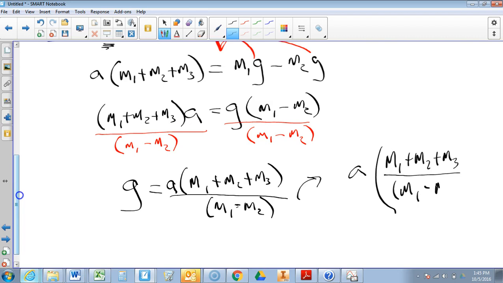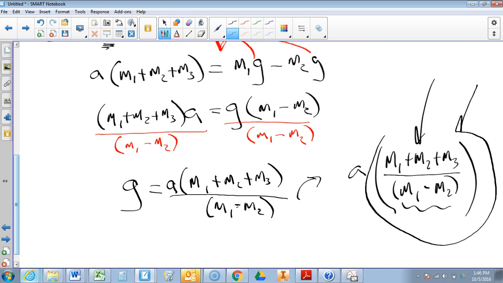Now what I want you to notice is this: the sum of the masses is always going to be bigger than this. Right? You're subtracting two masses, and then you have those two added, plus more, which has to be bigger. So this entire number has to be bigger than 1, correct? It's a number, think about it, that when I multiply times whatever acceleration I measured, should give me 9.8 in a perfect world.